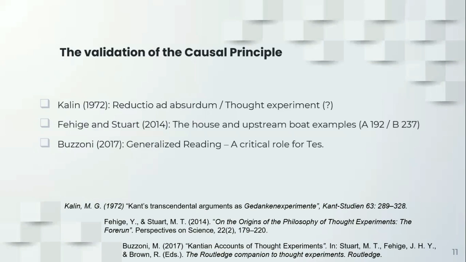From this case, then, we can extract one more type and role for thought experiments in Kant's philosophy: a Kantian or transcendental type that aims to validate transcendental principles, playing a key role for the purpose of a critical philosophy.